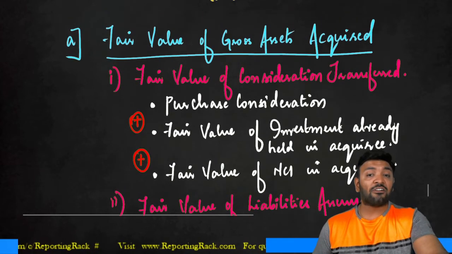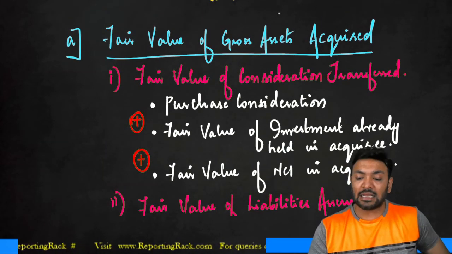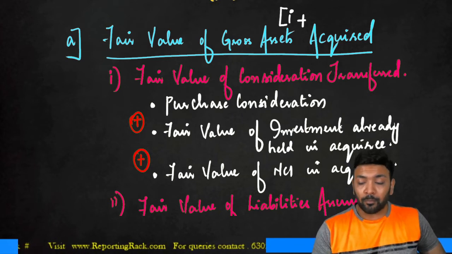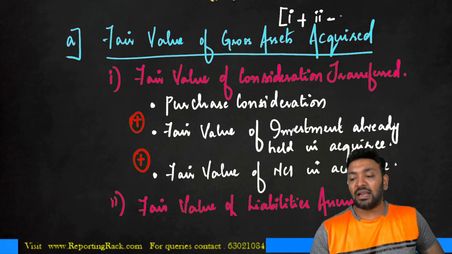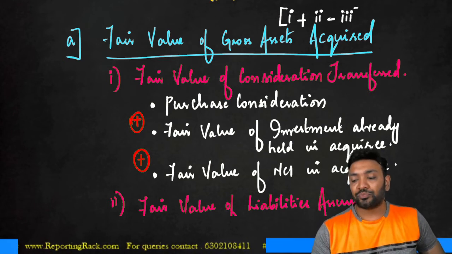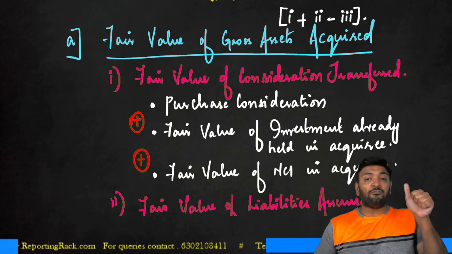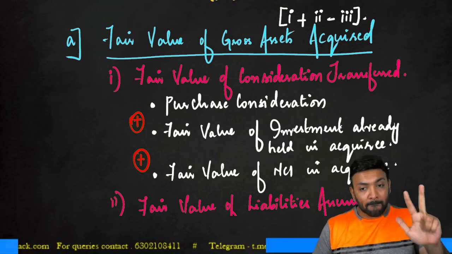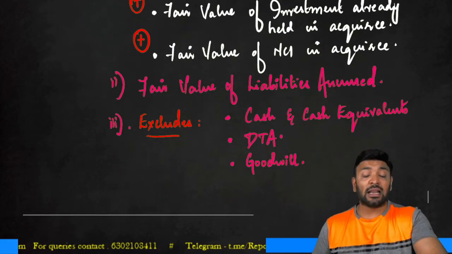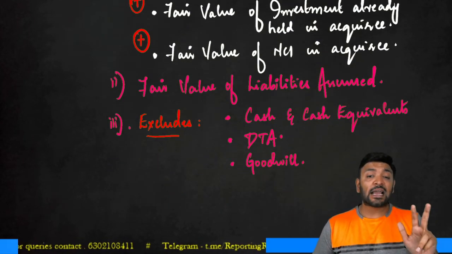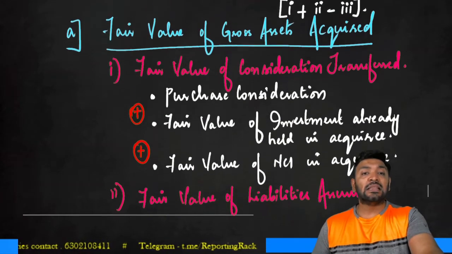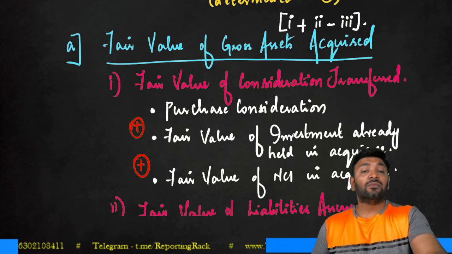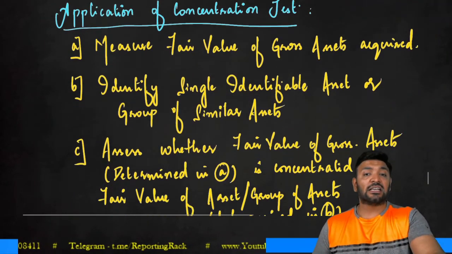So how do I calculate fair value of gross assets acquired? I'll calculate like this. Fair value of gross assets acquired is equal to part 1 plus part 2 minus part 3, which is nothing but fair value of consideration transferred plus fair value of liabilities assumed minus cash and cash equivalents, deferred tax asset and goodwill. In these three ways, I will identify the fair value of gross assets acquired. This is your part A in the concentration test.